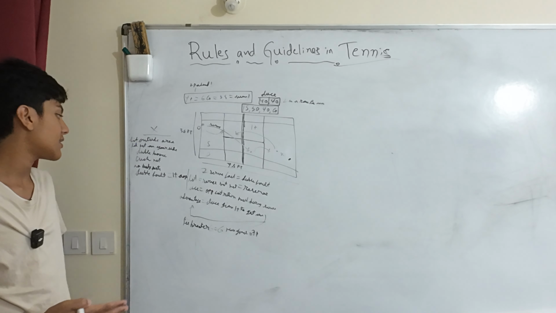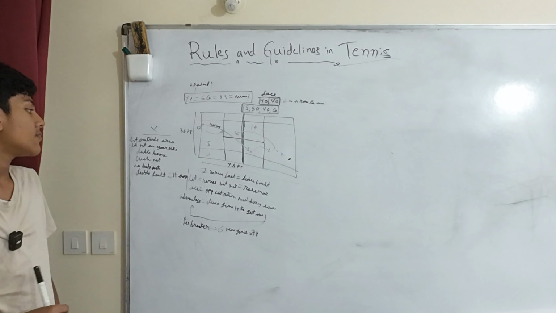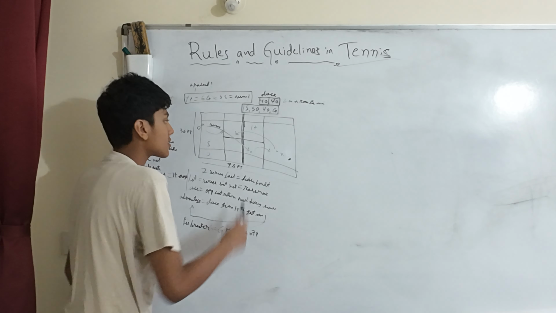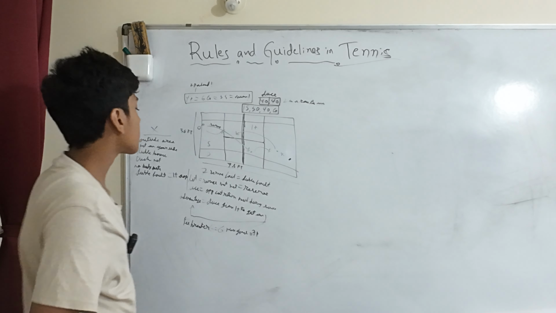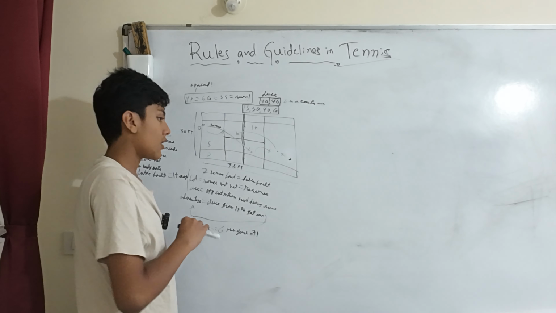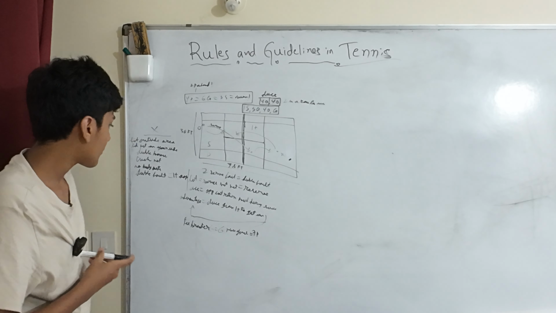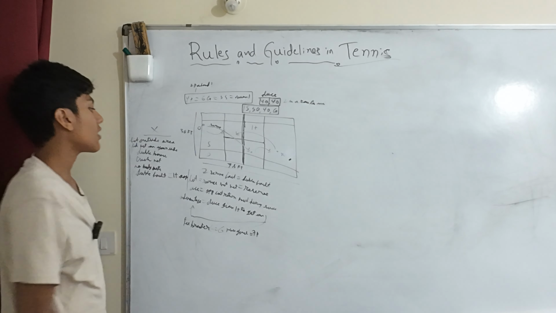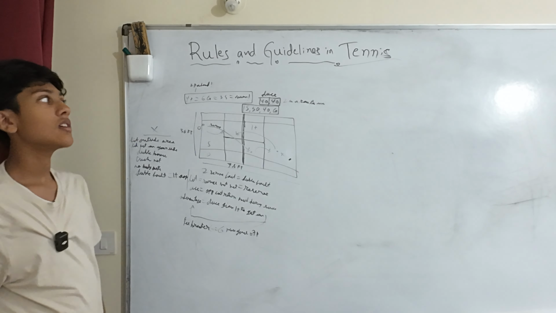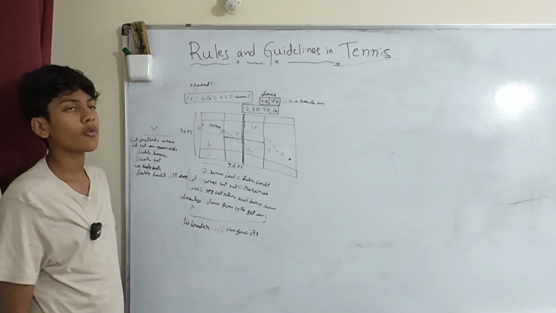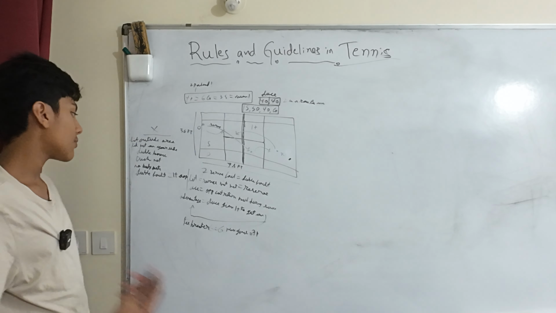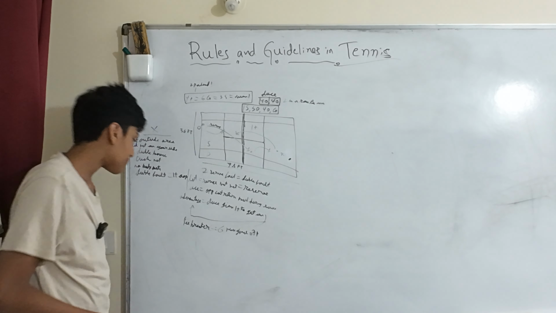It's not counted as a fault. That is a let. An ace is when you serve and hit the ball to the other side and your opponent cannot return it. It's called an ace and you get the point. And an advantage: during a deuce, if you gain 1 point, you're considered to have the advantage. You still need one more point to win, but if your opponent gets the point, then it restarts.